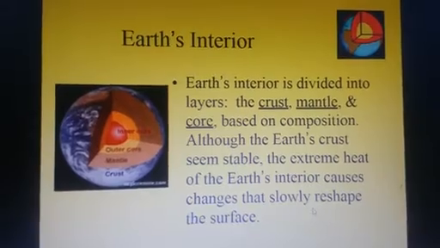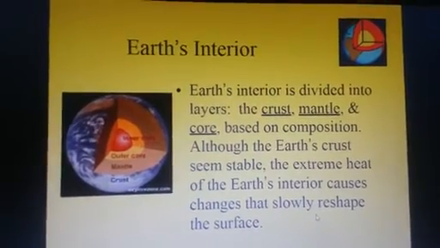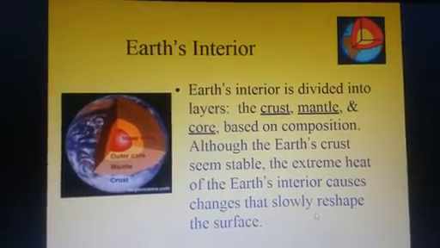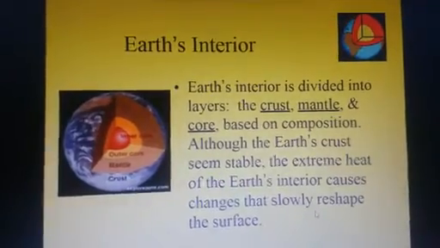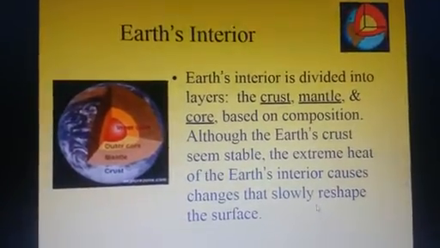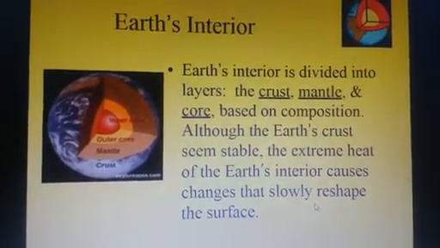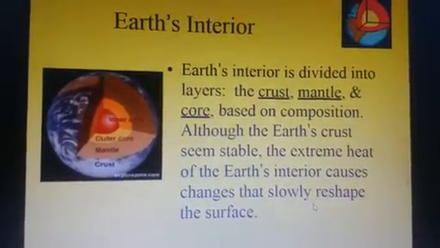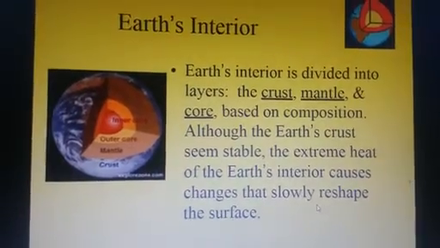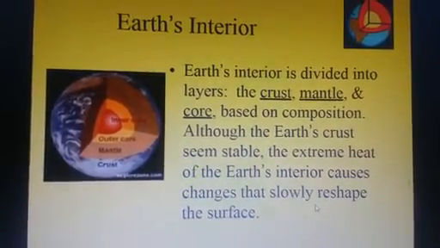Earth's interior is divided into layers. How many types of layers? Three types of layers. That means our earth's interior divides into 3 layers. First one is crust, second one is mantle, and third one is core. Crust, mantle and core.